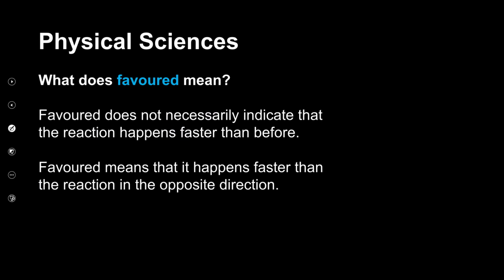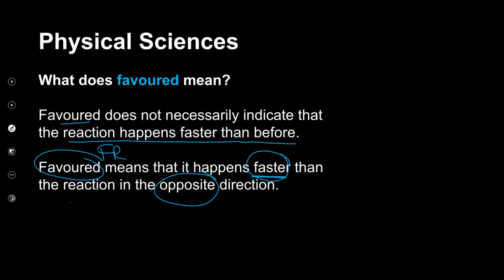When a reaction is favored, it does not mean or indicate that the reaction happens faster than earlier. But favored means that the reaction happens faster than the reaction in the opposite direction. So if I say the forward reaction is favored, then I basically say the forward reaction happens faster than the reverse reaction. It's important to understand that.